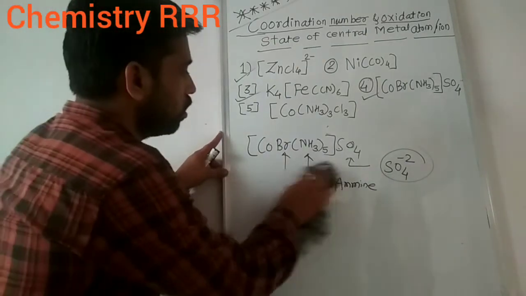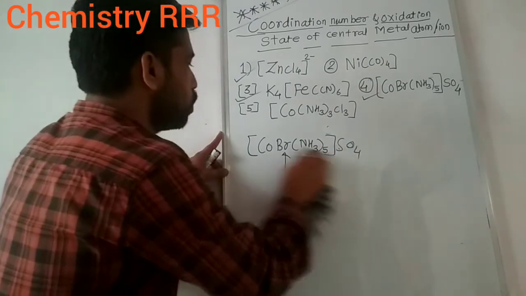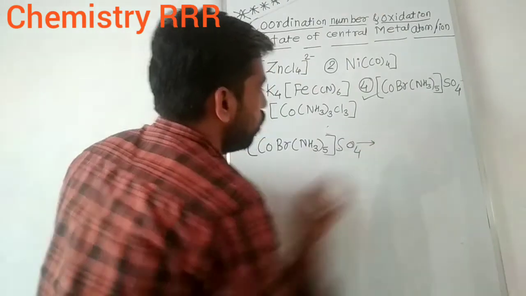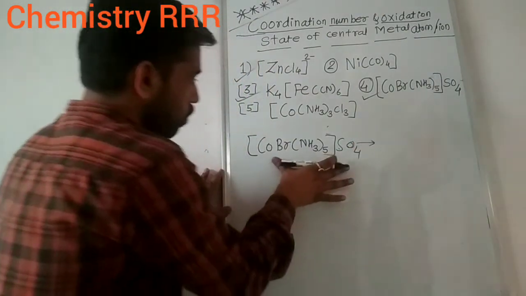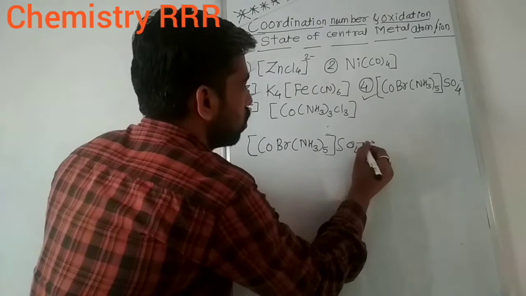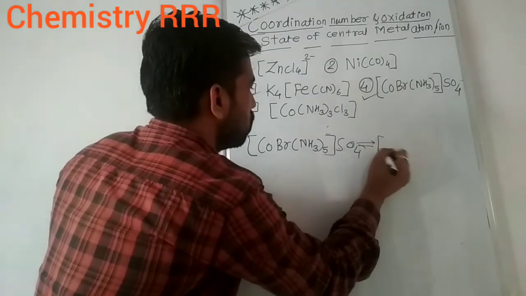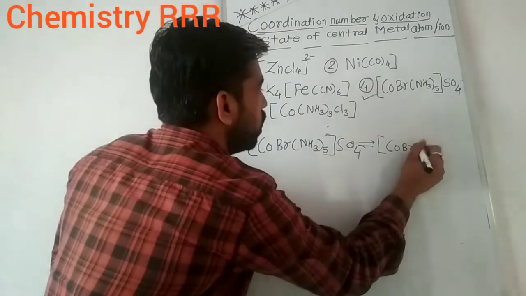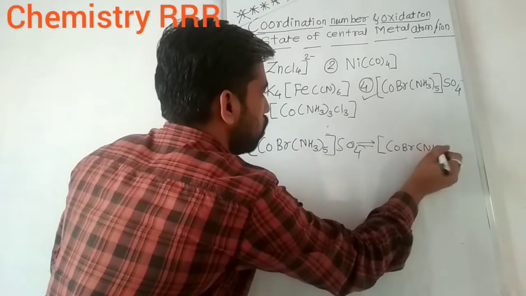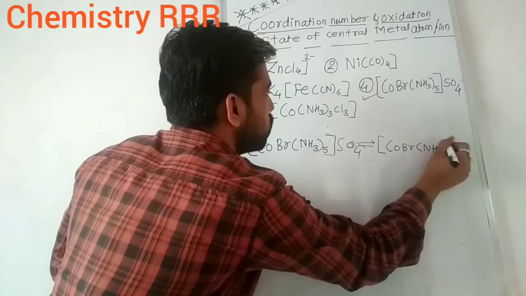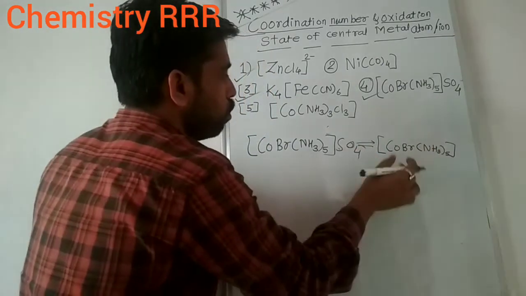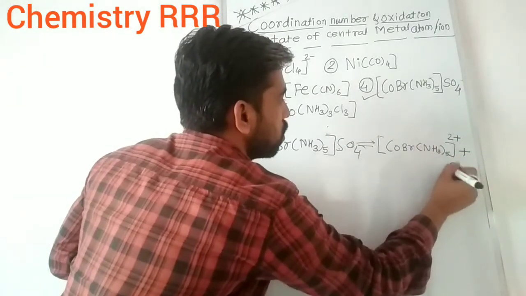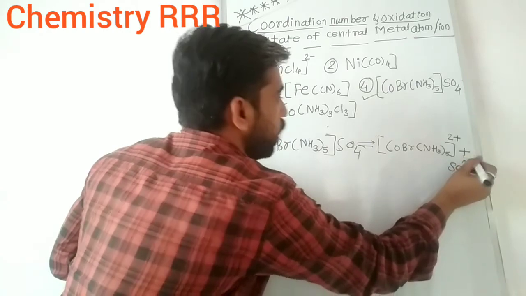Now, like the previous example, first dissociate this complex, for our understanding, like in equilibria. This is only for our understanding. Bromine, ammonia 5 times, and SO4 -2. So the charge present on this complex ion is +2, plus SO4 2 minus.